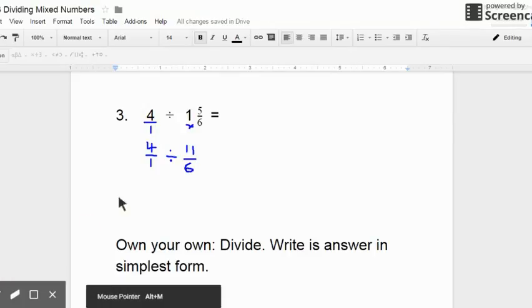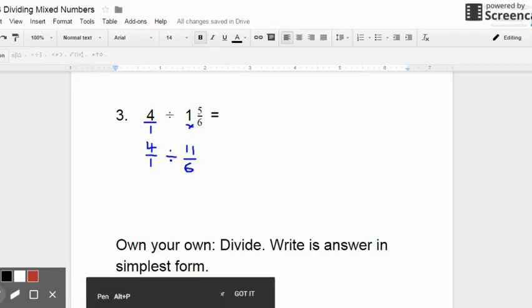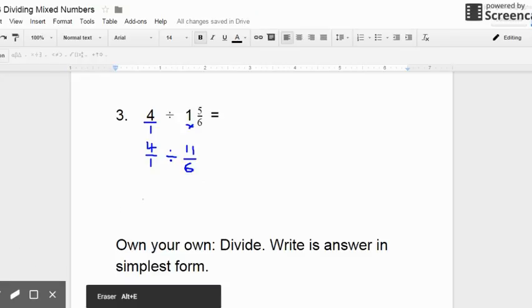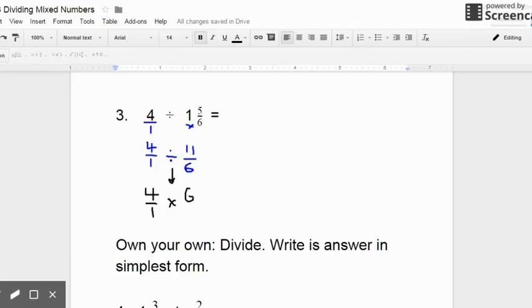Okay, now sometimes a lot of people like to try to cross-simplify here. You cannot cross-simplify while the division is still here in the middle. Remember, we have to do the keep, change, flip rule before we follow the rules of multiplication. So we're going to keep this first fraction the same. We're going to change this to multiplication, and we're going to flip this around.